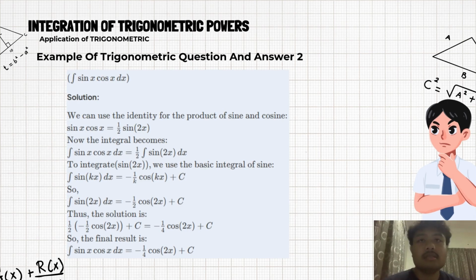So this is the other example of a trigonometric question. We have the integral of sine x cos x dx. So the solution we can use is the identity for the product of sine and cosine.